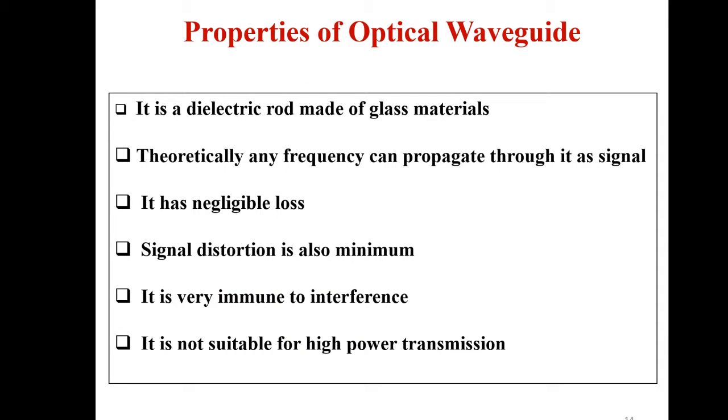Now, we will focus on the properties of the optical waveguide. An optical waveguide is a dielectric rod made of glass material. Theoretically, any frequency can propagate through this optical waveguide. It has negligible loss. Signal distortion is also minimum in the case of the optical waveguide. It is very immune to interference. It is not suitable for high power transmission.